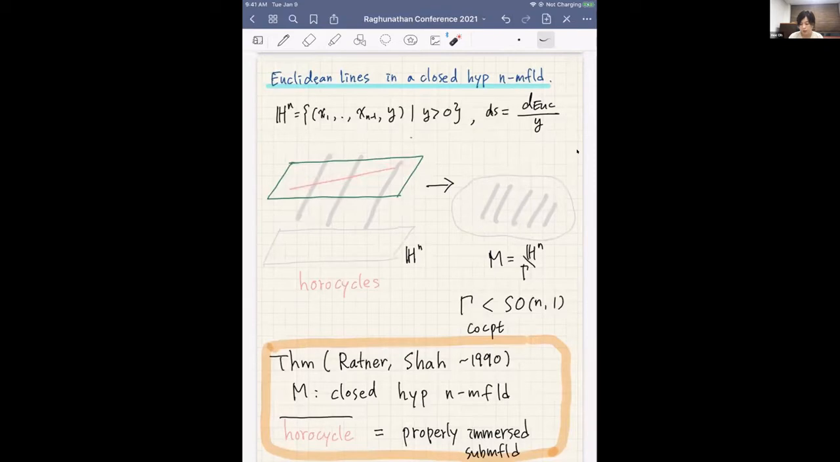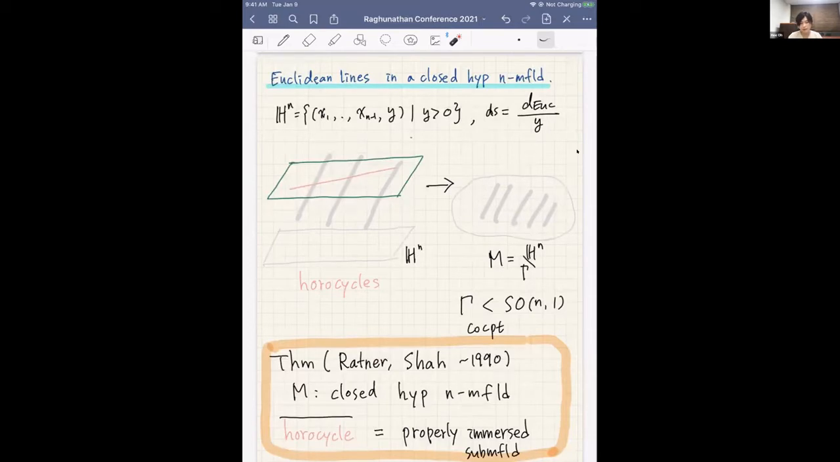Okay. So what are the possible images here? This is a theorem of Ratner, and also proved by Shah independently around 1990. So the theorem says the following. If M is any closed hyperbolic manifold, then the closure of any horocycle is always a properly immersed submanifold. This is very analogous to the case of Kronecker's theorem, that the closure of any line in an n-dimensional torus is a subtorus.